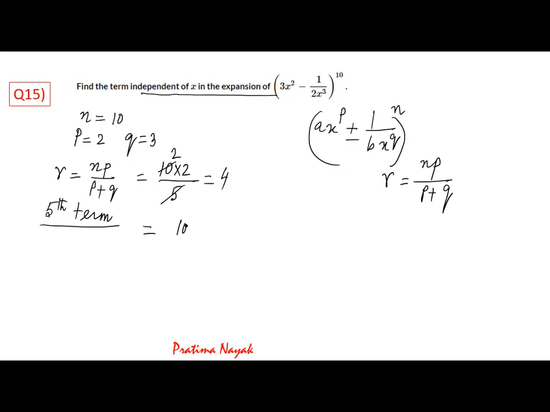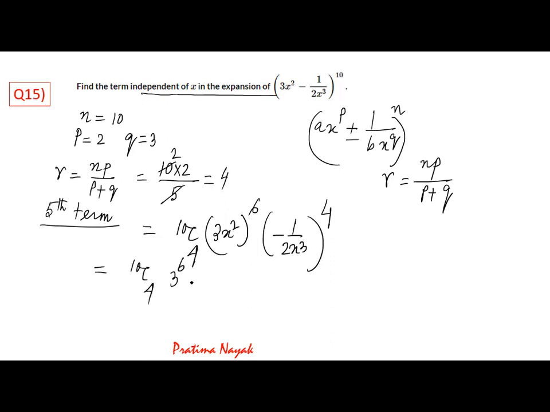Next I will write the fifth term. It will be 10c4 (3x square) to the power 6 into (minus 1 by 2x cubed) to the power 4. So 10c4 3 to the power 6 x to the power 12 into 1 by 2 to the power 4 into x to the power 12. So this will be cancelled. That's why it is verified. So 10c4 3 to the power 6 by 2 to the power 4 is the answer. There is no x, so it is independent of x.